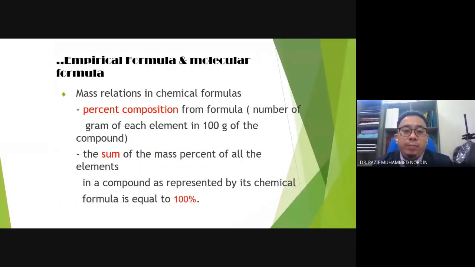For empirical formula and molecular formula, the mass relationship in the chemical formula with the percent composition from the formula, or the number of gram of each element in 100 gram of the compound. So kita calculate dia based on 100% lah. The sum of mass of all elements in a compound as represented by chemical formula is equal to 100%.